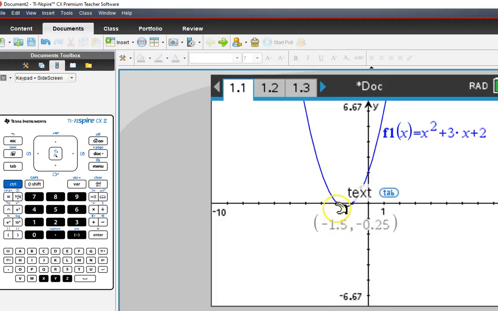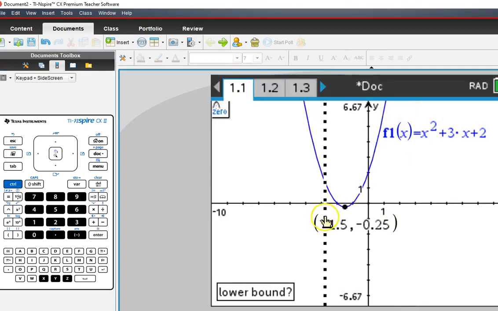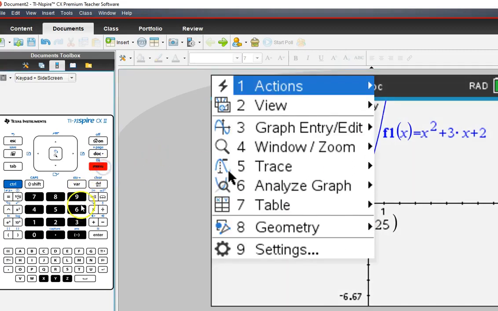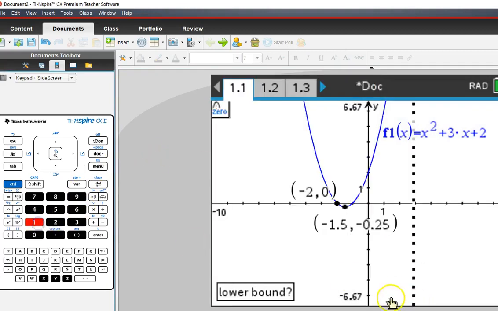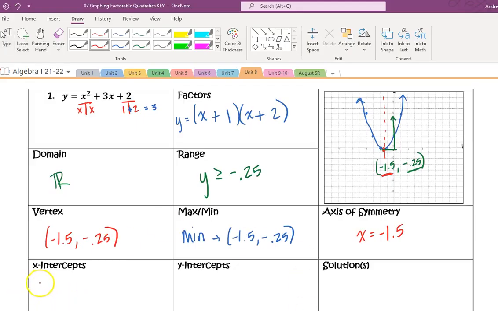So my x-intercepts are those two values, so I'm going to go Menu, Analyze, and remember those would be called zeros on this list. And I click and drag across the first one, and then Menu, Analyze, Zero, and I have to click and drag across the second one. So those are my x-intercepts, so let me write those down. And remember, you can write these in coordinates, or you can say -2, -1. Those are the two places they go.